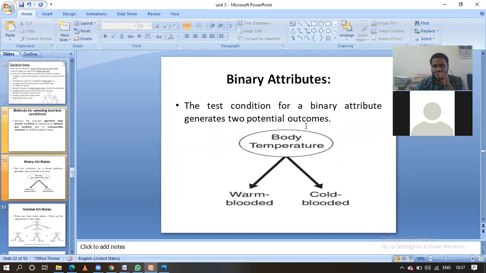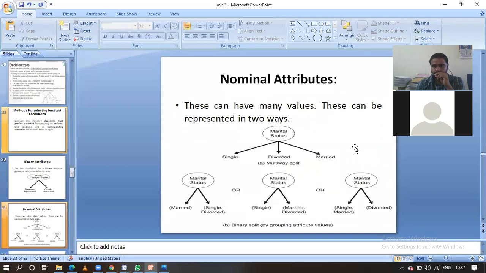For the binary attribute representation, this is the example. It will have two potential outputs, for example body temperature: warm blooded and cold blooded. The next one is related to nominal attributes. Nominal attributes means it will have many values as the output. We can represent that in two ways, that is multi-way split as well as binary split.